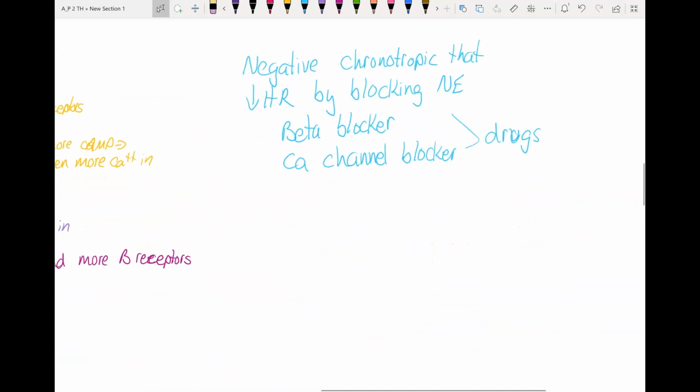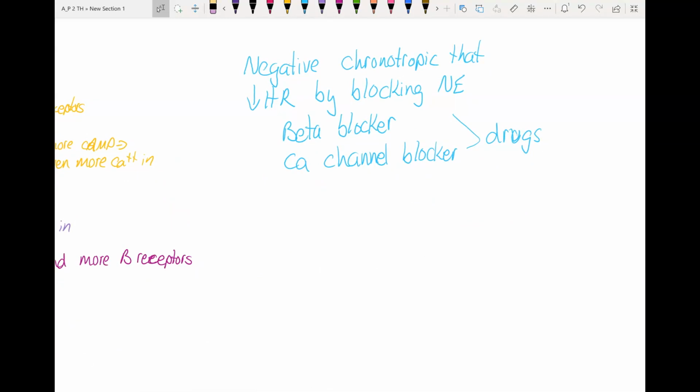So beta blockers work because they prevent the norepinephrine from binding. You can still have norepinephrine floating around in your body, but now it can't bind to the receptors. And the calcium channel blocker drugs prevent the calcium from coming in.